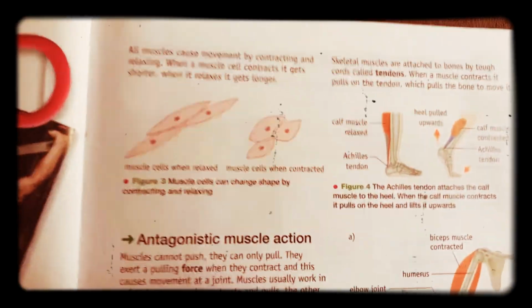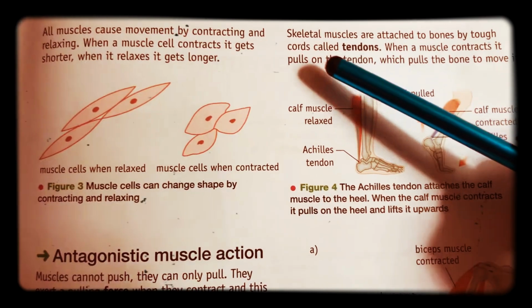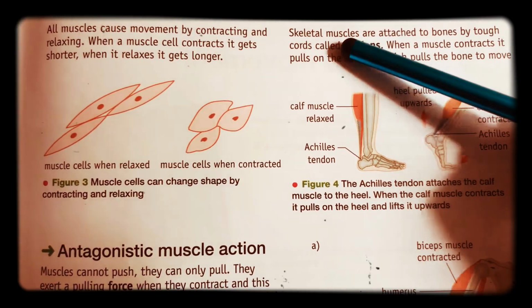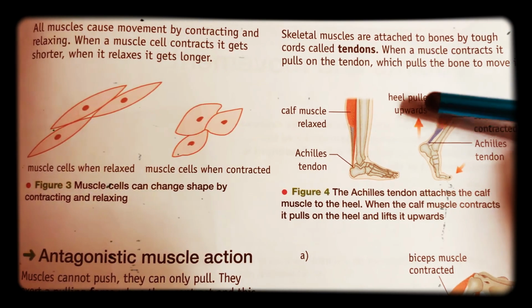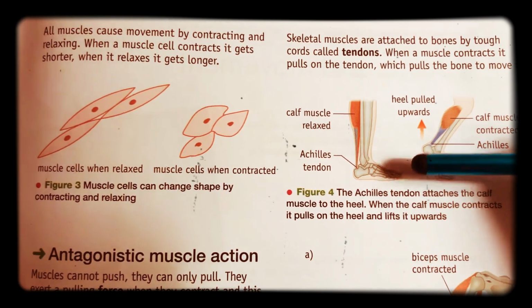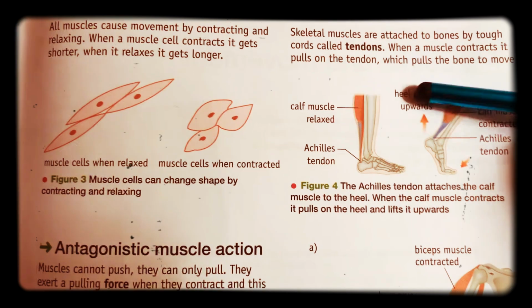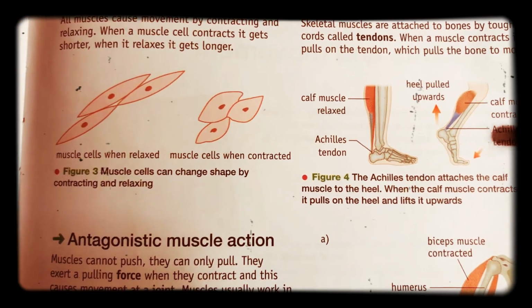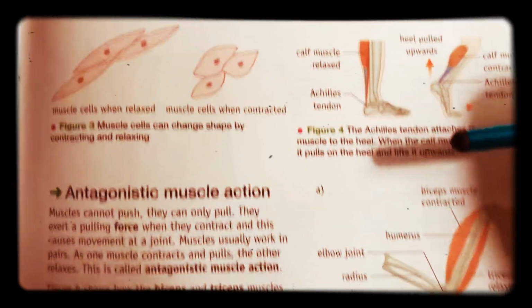All muscles move by contraction. So you've got tendons. Skeletal muscles are attached to bones, so it's muscle to bone through tendons. When a muscle contracts, it pulls on the tendon, which pulls the bone to move it. So make sure that you know that. There's no flexibility with the tendon, it just pulls straight up as soon as the calf muscle contracts. The Achilles tendon pulls on the bone right at the bottom and allows your heel to move, and that is how you walk.